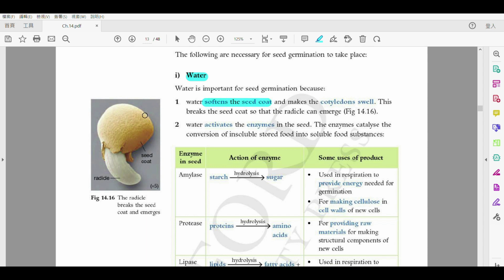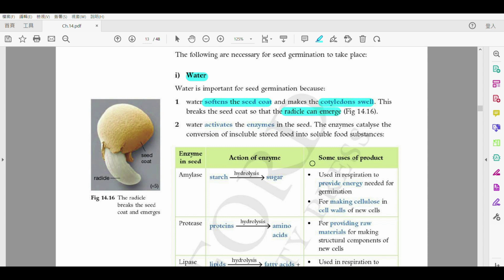The seed coat is very hard to protect the seed, the plumule seedling inside, right? Okay, so now it will soften the seed coat and make the cotyledon swell. So when it swells, it will break the seed coat and release, or you can just say the radicle can get out. They can emerge.